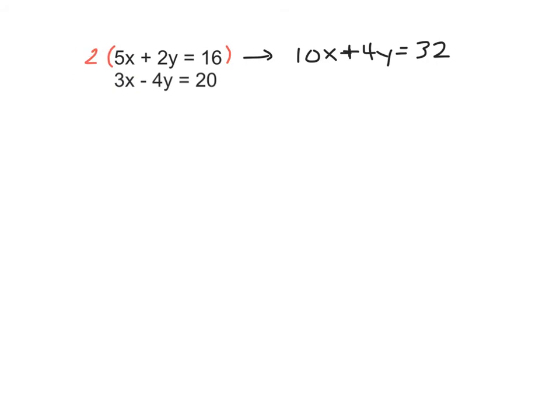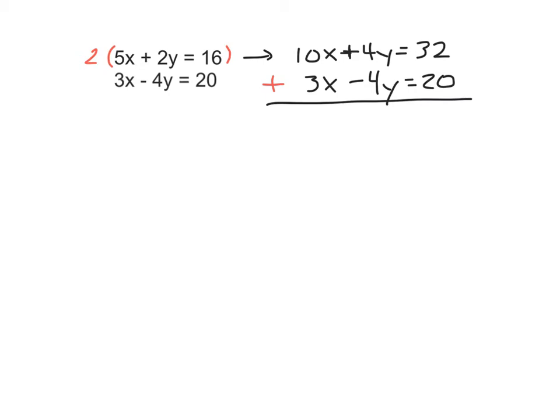I multiply this 2 by the 5x to get 10x, the 2 by the 2y to get 4y, and the 2 by 16 to get 32. Now if I rewrite my second equation right underneath it, 3x minus 4y equals 20, you're going to notice that if we add these equations, we will eliminate y. Because look, we have positive 4y and negative 4y. So they have a matching coefficient, and if we add the two equations, we will eliminate y.